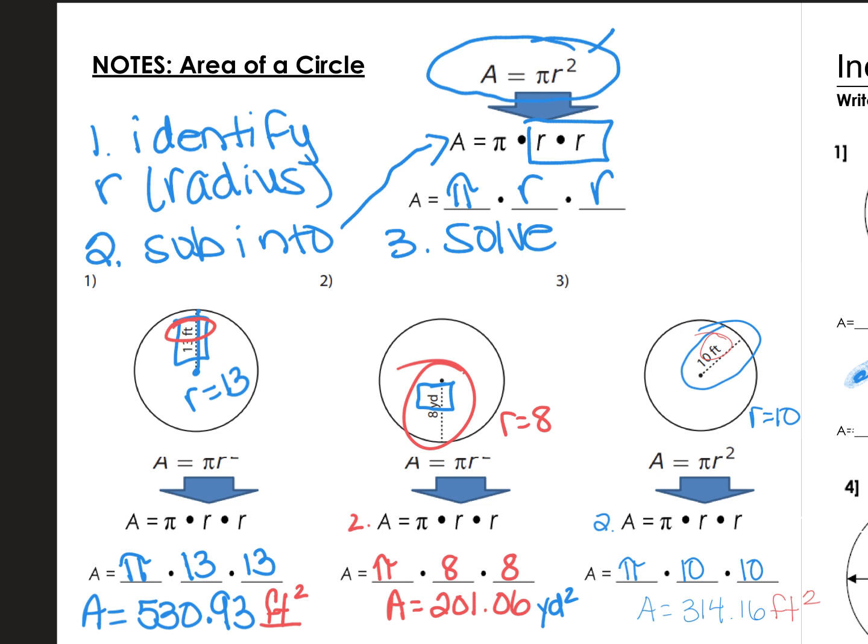Always remember, radius is half the diameter. Always check the problem to make sure, are you given the radius or the diameter? Remember, if you're given the diameter, just half of the diameter will give you the radius.